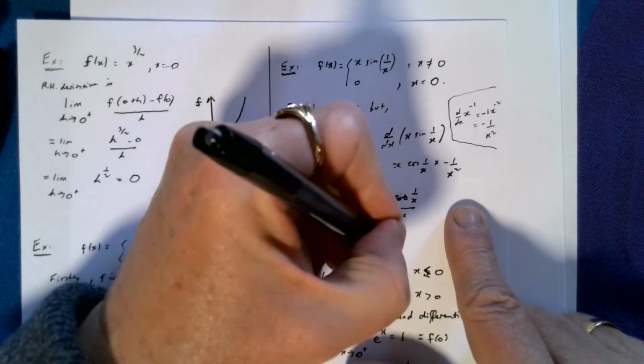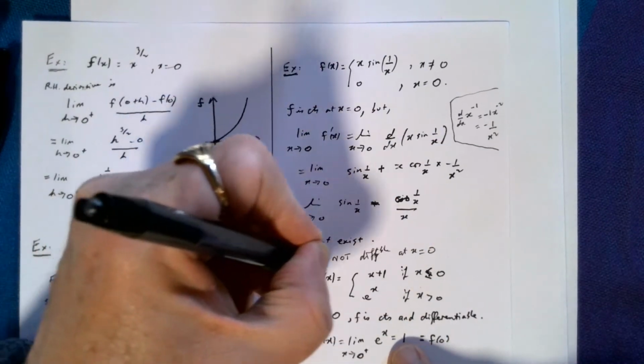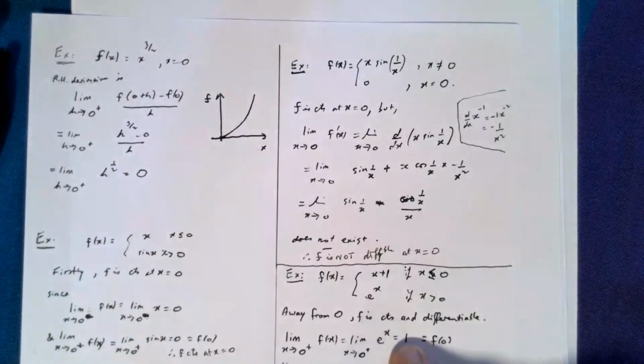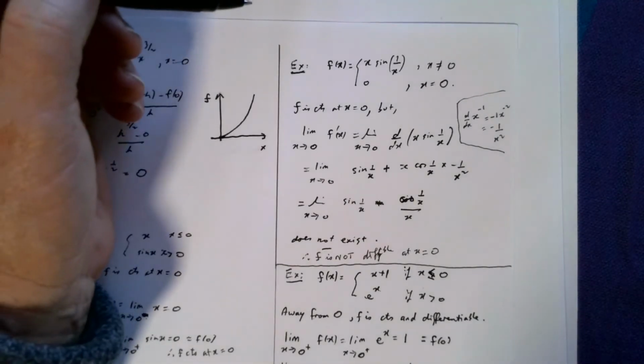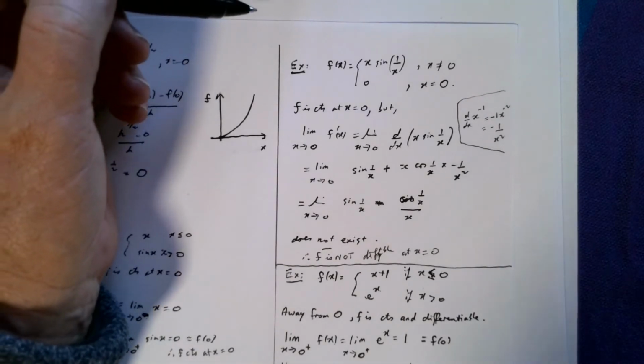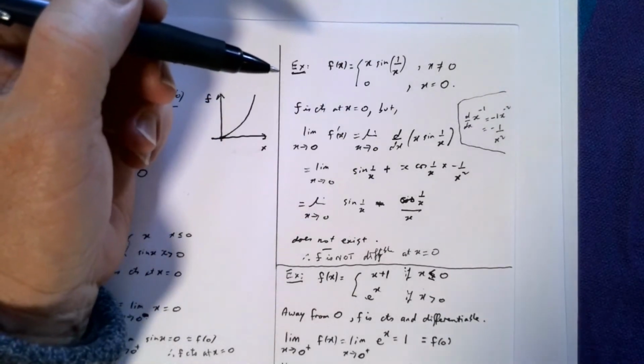Not differentiable at x is 0. This function is not differentiable at x is 0, even though it was continuous. You can't tell by looking at a picture of this because it just wobbles in towards the origin, but you can't see what's happening near there. But this function turns out not to be differentiable there.